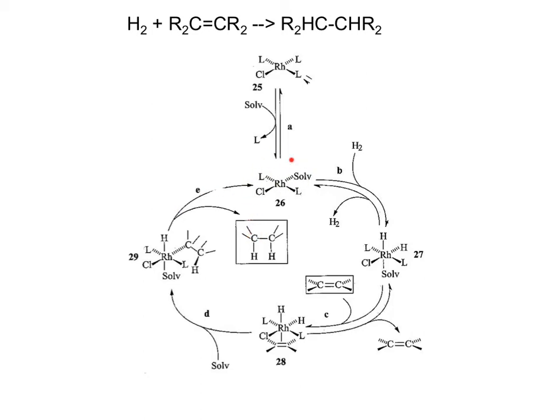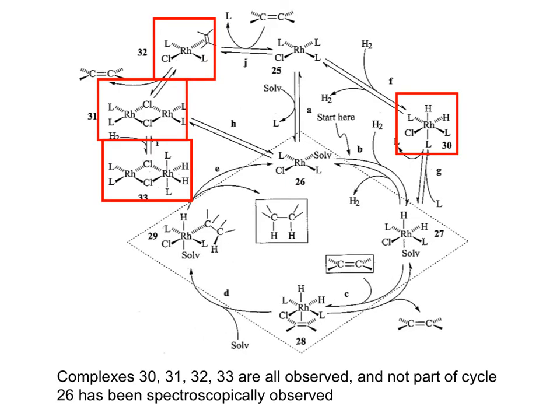And so notice our active catalyst is not what we dissolved in solution. It's this solvated rhodium L2 chloride. It's actually even more complicated than that. The complexes that are in red boxes are the only complexes that were observed, and they were using IR back in the early 60s. So complex 30 here was observed. Complex 31, 32, and 33 were all complexes that were observed, but they are not part of the catalytic cycle. They're off the cycle. And some chemistry takes place.